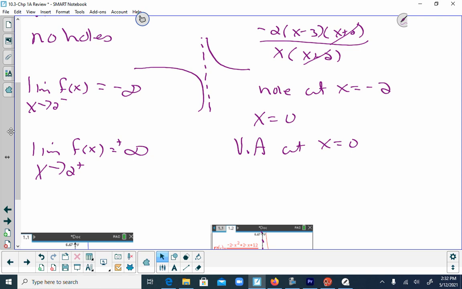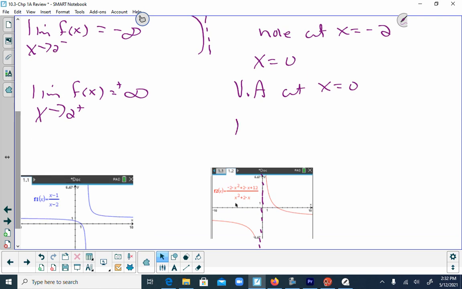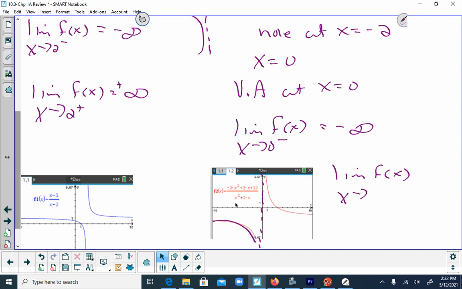So as I'm finding the limit of f of x as x approaches 0 from the left, that's going to be negative infinity. And then my limit of f of x as x approaches 0 from the right, again coming from the right, that's going to be positive infinity. And that's how I'm going to discuss my end behavior for those two.